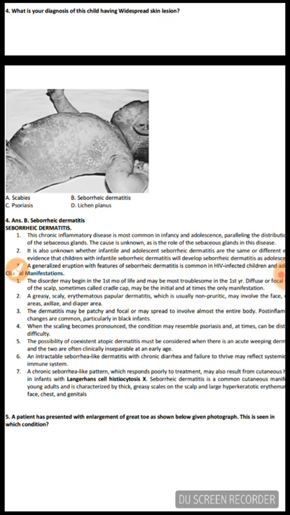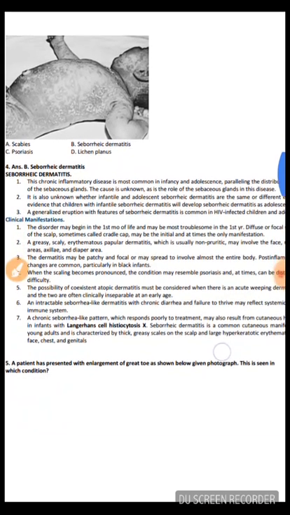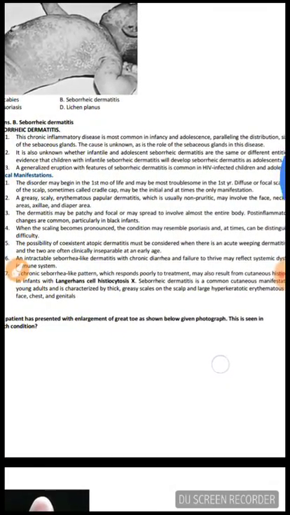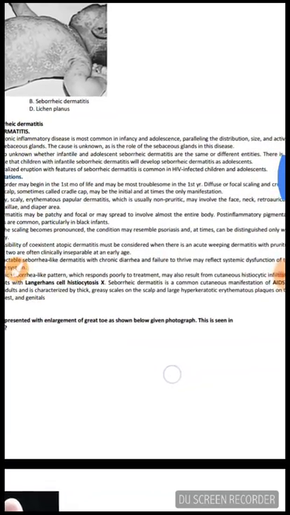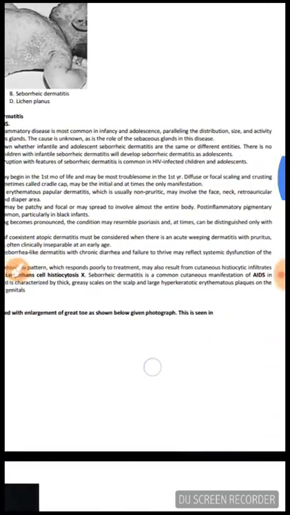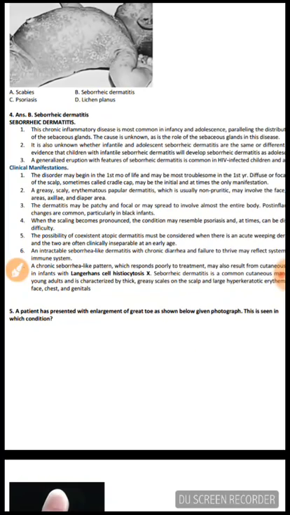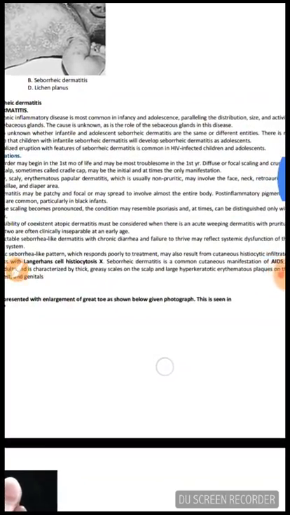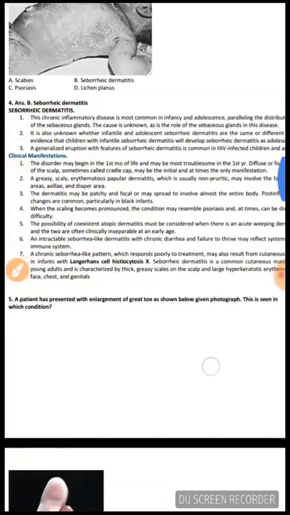They are prone to have seborrheic dermatitis, and it is an important topic for your picture based diagram. So you must know about seborrheic dermatitis. And one thing also you must know is that seborrheic dermatitis is a common cutaneous manifestation in AIDS patients, in young AIDS patients, and is characterized by thick greasy scales on the scalp and large hyperkeratotic erythematous plaques on the face, chest, and genitals.